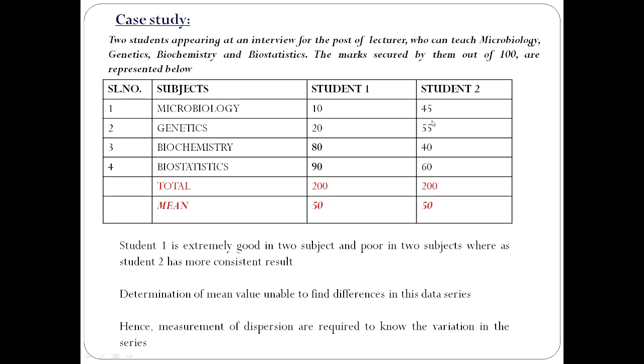So here, if we determine the dispersion, then we are able to find the scatteredness or randomness of the data. If we find out any of the measures of dispersion, we can find that student 1 has a higher scatteredness and student 2 has a lower scattered value. So that's why student 2 is much more consistent in all the subjects than student 1. And this comparison is only possible on the basis of the measures of dispersion, not on the basis of the mean.